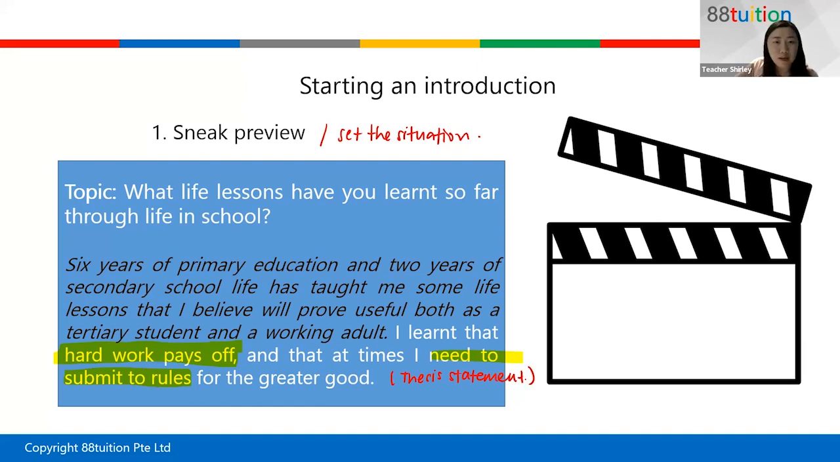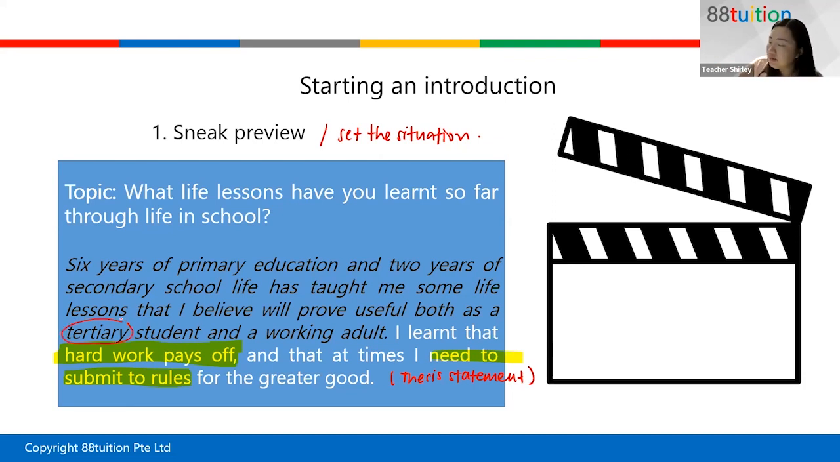Basically this method is setting the situation because you want to allow your readers to have a sneak preview. When a movie is coming out, there will always be sneak previews. There'll be advertisements on YouTube that tease you into watching the movie, keeping you interested or triggering your interest in it. So that's setting the situation, or a sneak preview.